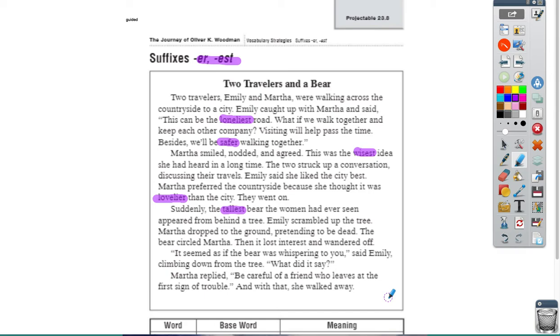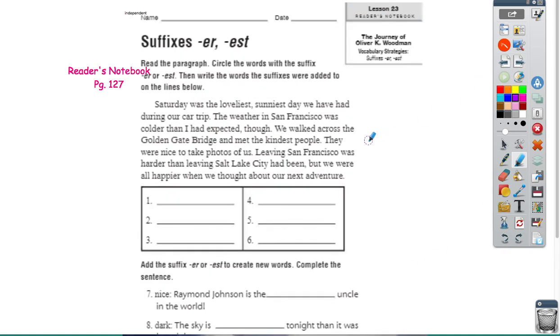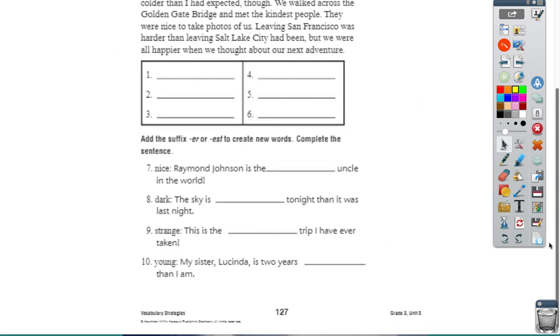Great job, guys, picking out your words that end in suffix ER or suffix EST. What you guys are going to do on the next page of your remote learning packet is you're going to do the same thing. Read a short passage and identify the words ending in ER or EST. Then go ahead and update the sentences below in order to add suffix ER or EST.